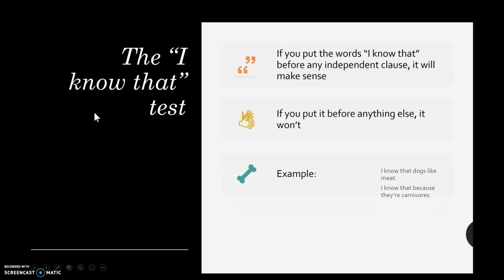So, for example, I know that dogs like meat. Well, dogs like meat is a complete sentence, and the sentence, I know that dogs like meat, makes sense on its own. So it passes the I know that test, and we know that that is an independent clause, or something that could be a sentence on its own. But I know that because they're carnivores, that doesn't make sense on its own.